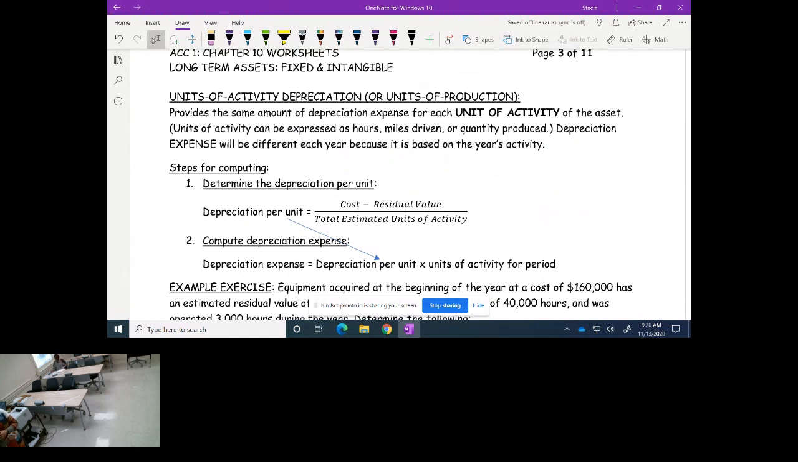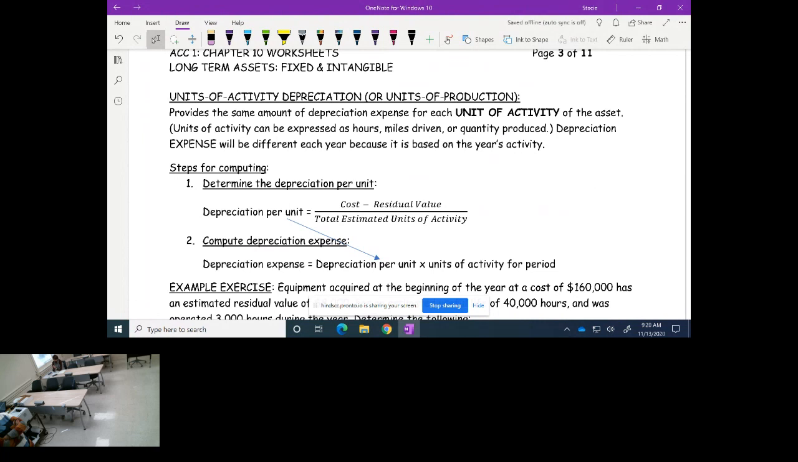Okay. So units of activity. This one makes a lot of sense to me for like a manufacturing plant or something. It depreciates a piece of equipment based on how many units it produces. So you're calculating the wear and tear and the loss of usefulness based on production, which makes sense. Because if you're having a slow month or a slow year, you're not wearing that machine out as fast as you would otherwise be. So this is a good one for certain activities.